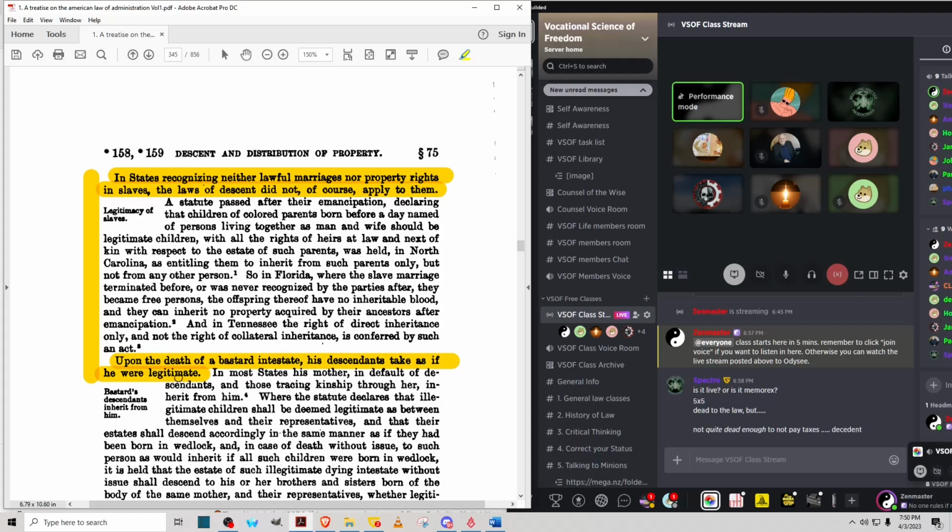So if you have a bastard and then the bastard has children that are legitimate, then his descendants take as if he were legitimate, meaning that the aspect of how the law sees the distribution and the transfer of property basically stops with the bastard. But of course, under this system, everybody's considered a bastard, right? So therein lies the problem.